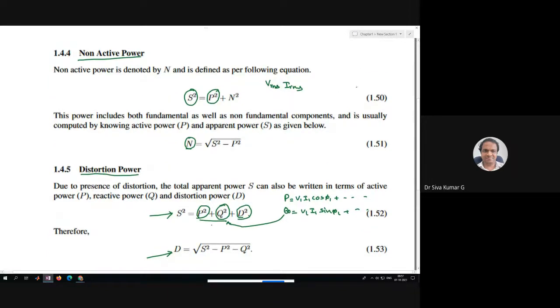These are all defined by taking from some of the literature only. Other than the active power, they defined it as non-active power. Other than P and Q, they defined it as the distortion power.